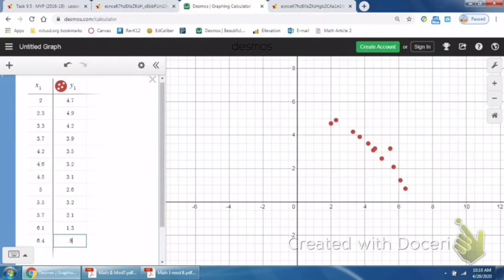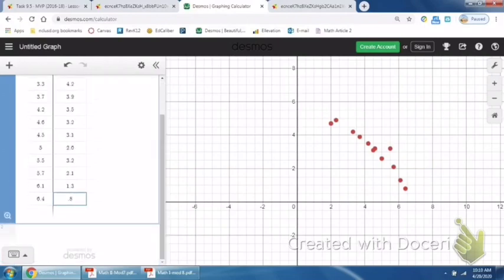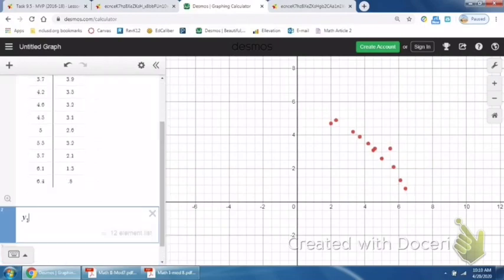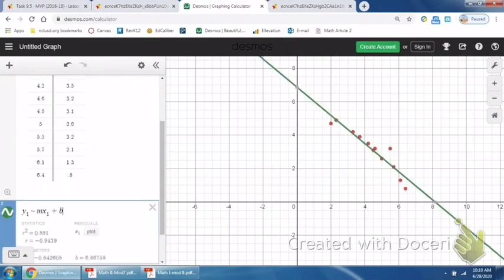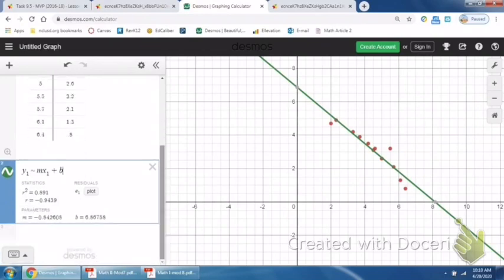But with this line here, we're going to see what happens when we make the line of best fit. So if we type in y1 ~ m x1 plus b, now they're pretty close to the straight line. So if we look at our correlation coefficient, it should be close to 1, and it is. It's like 0.94, but there's a negative in front of it.